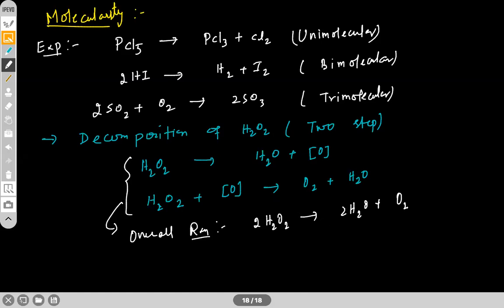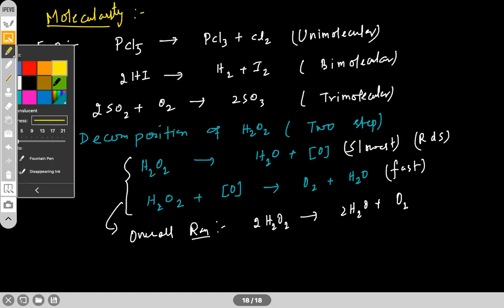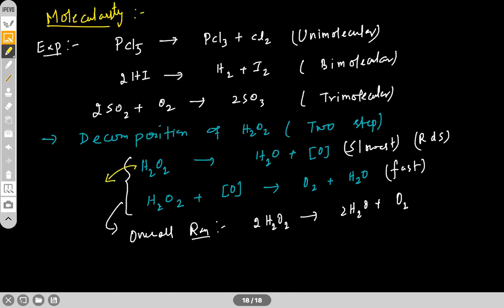This is the overall reaction. But we get this reaction from these two reactions, so it involves two steps. This one is the slowest step, the RDS of the reaction, the rate determining step. This one is fast. With a fast step, we cannot define the rate. In the slowest step, we have only one H2O2 molecule. It means this reaction is unimolecular, or the molecularity for this reaction is 1.